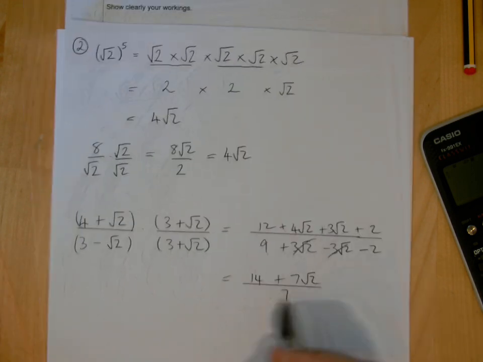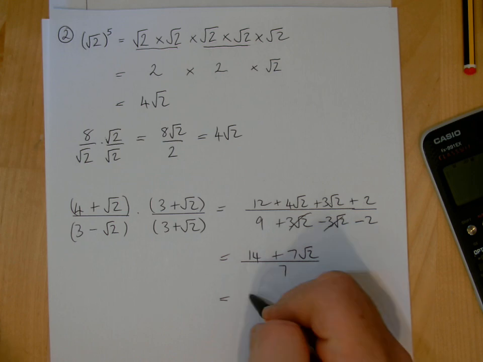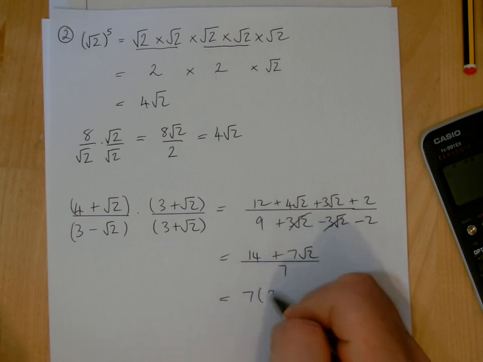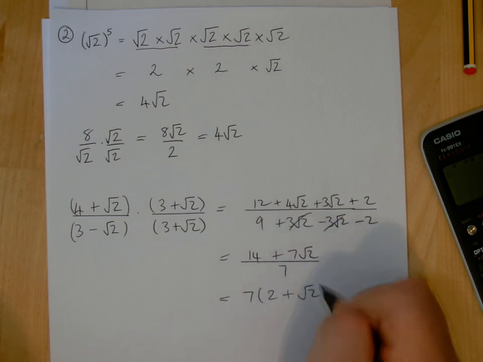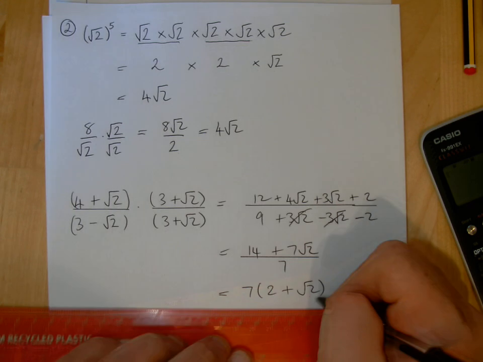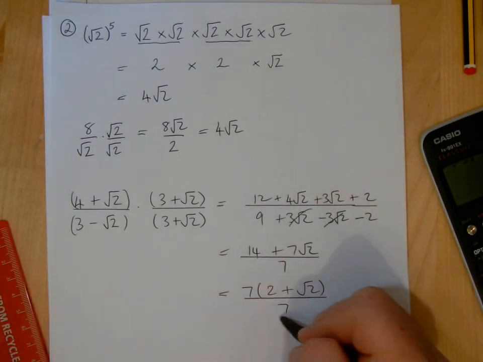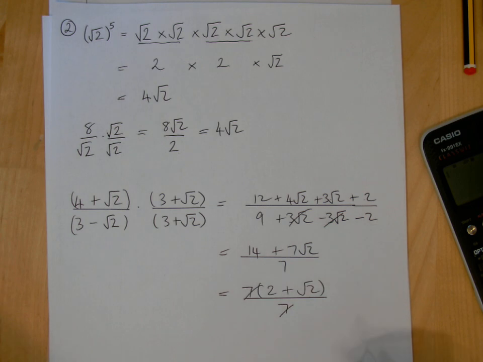I hope you could see that there's actually a common factor of 7 at the top. I could even factorize it: 7 times 2 and 7 times root 2 would give me this. So take out a 7, and you've got the top factorized. 7 is a common factor, and you've got 7 on the bottom, so they will cancel. 7 divided by 7 is 1. So you end up having 2 plus root 2.